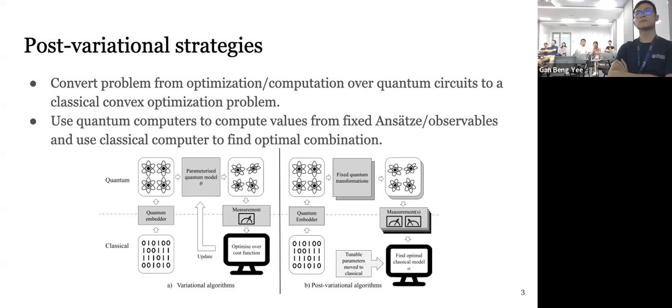From a computer science standpoint, if the variational algorithm looks like a neural network, this would look something like an ensemble strategy. The idea is to move the parameters. If we take a variational algorithm as a backbone for our design, we take the parameters from the quantum model and move them over to the classical model. This is generally how we design our post-variational algorithm. Because it is based on the variational algorithm and converted into an ensemble-type algorithm, we call it a post-variational algorithm.